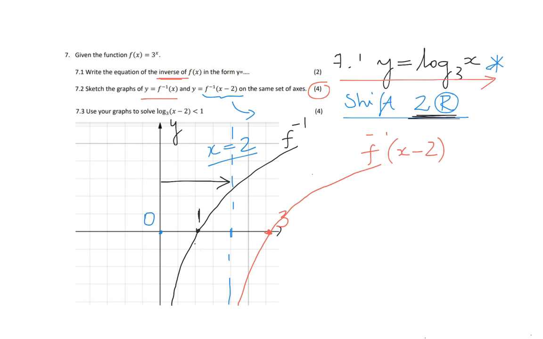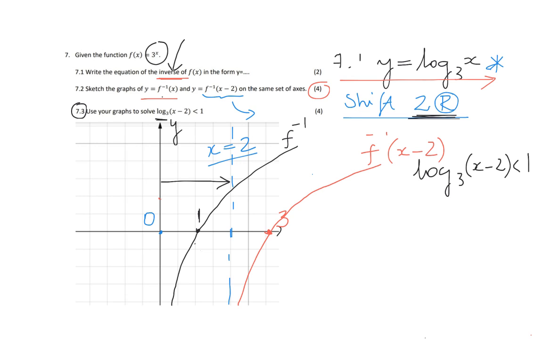Application of the shift is question 7.3, where they ask you to use your graph to solve the inequality log base 3 of (x minus 2) is less than 1. Boys, they're testing a few theory things here. Firstly, they're testing that you know that the inverse has the symbol f⁻¹. Then they're testing that you understand that the inverse of an exponential function is in fact a logarithmic function, and that you know what it means if you look at log less than 1.